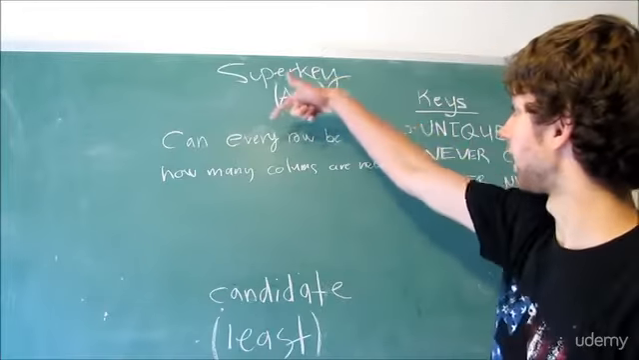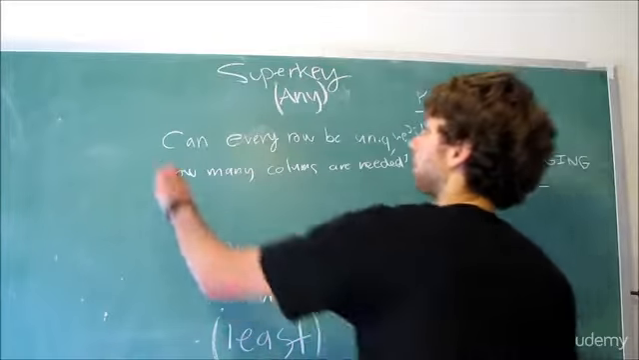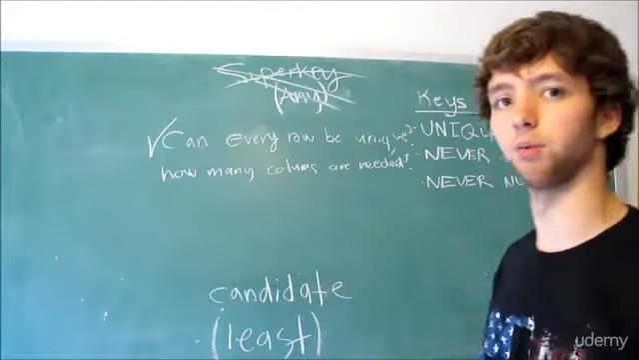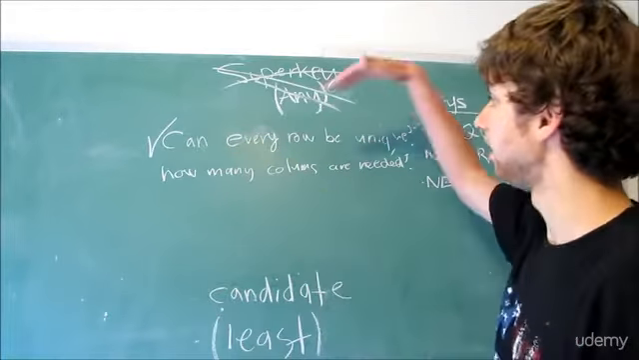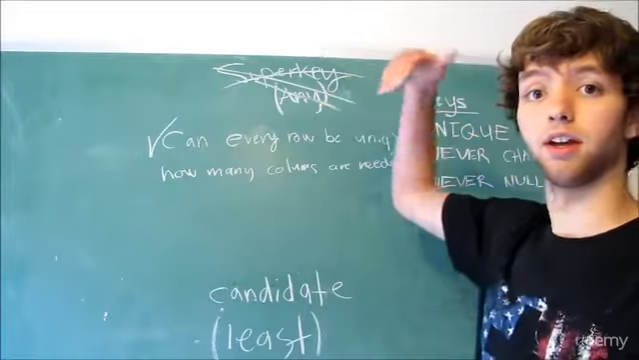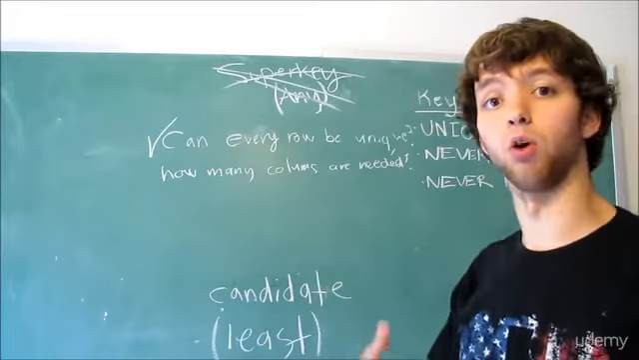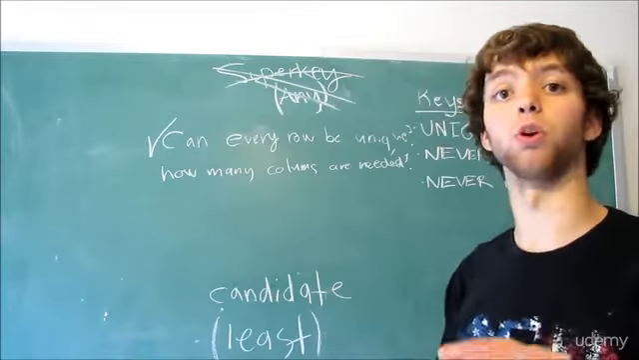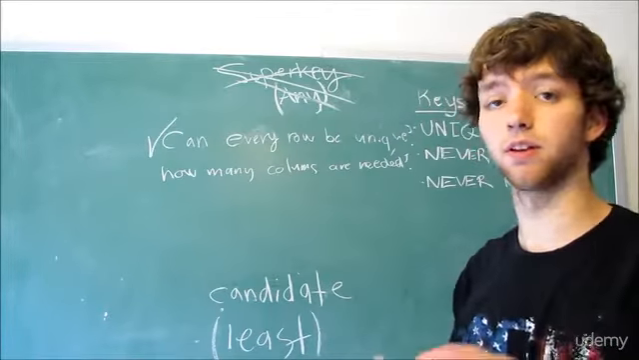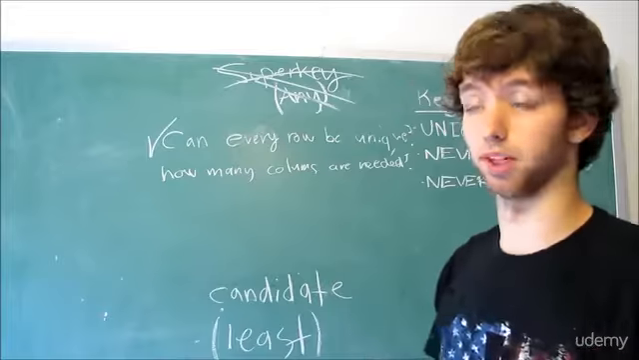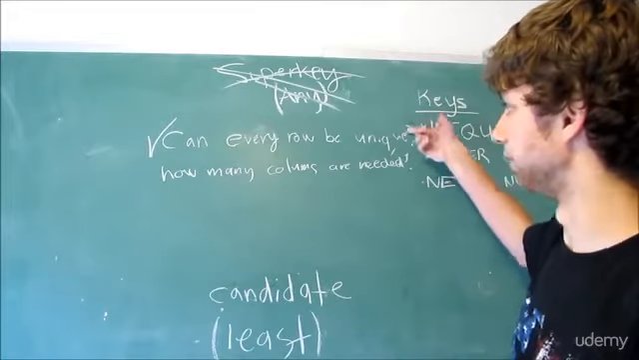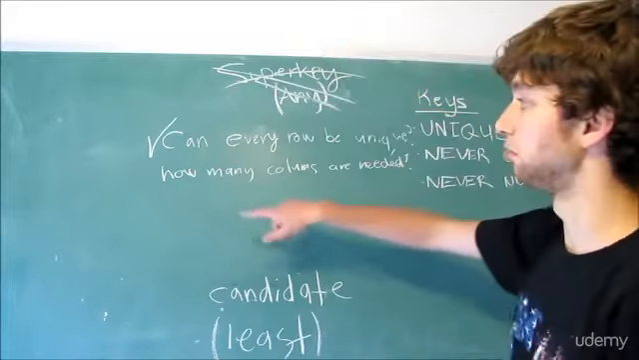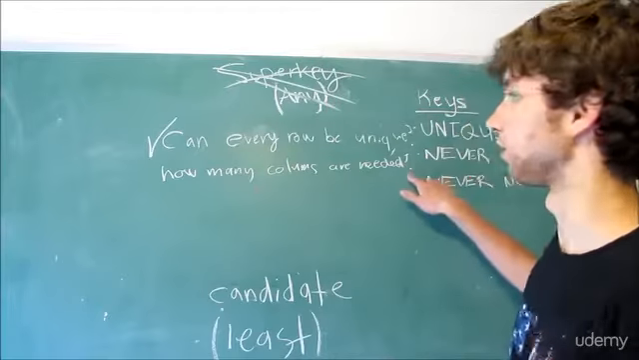So the first question, can every row be unique? Yes, that means we have a superkey. That's all we have to worry about. We don't have to figure out which columns or anything like that. Can every row be unique? Always. Think about all the possible values. Is it possible for a duplicate? If it is, you got to figure something out. If it's not, you're good. So every row can be unique? Yes. Check. Move on. How many columns are needed?